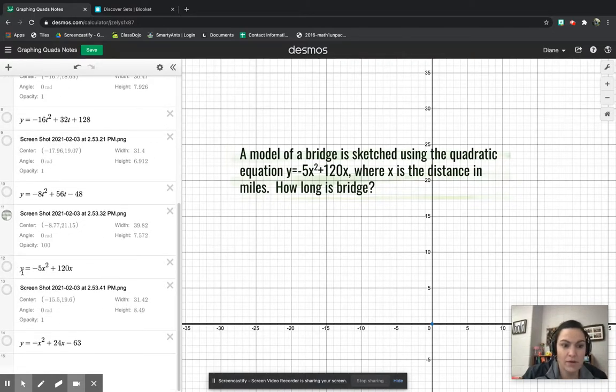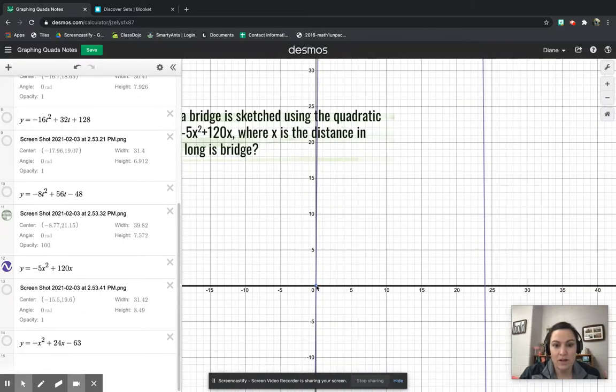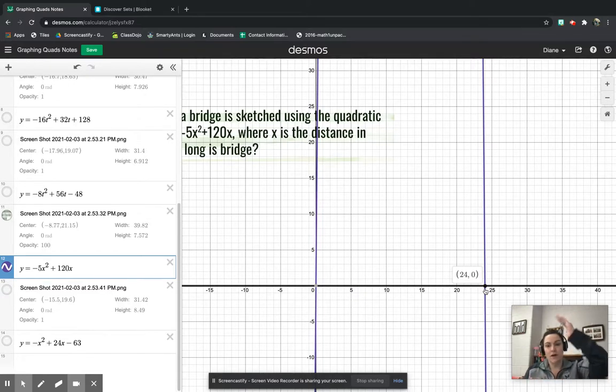All right, so we type in y equals negative 5x squared plus 120x. And we see that it's a little bit farther apart. But we start at 0, and our distance is to 24. So that's where it crosses again. So we go from 0 to 24. So this bridge is going to be 24 miles long. That's how we figure that out. If we're thinking about distance, it's from the time we cross the x-axis at one spot to where we cross it at the other.